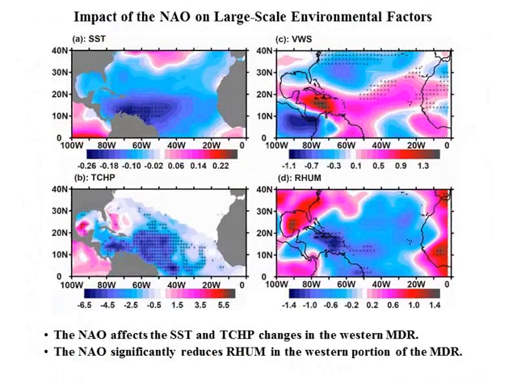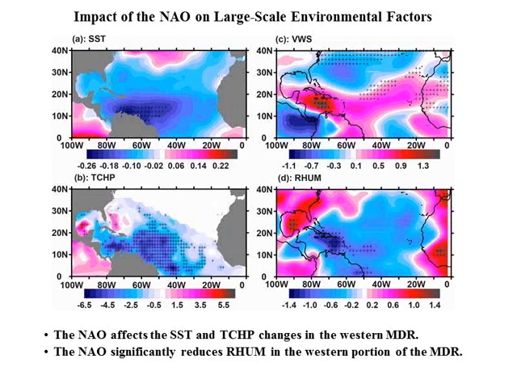Then we take a look at the NAO index, the largest-scale ocean-atmosphere variable. Again, the regression was of the NAO index on SST, TC heat potential, vertical wind shear, and humidity. We see the SST impact is significant over the west MDR region, and heat potential also shows significant regression over this region. For vertical wind shear, it's almost not significant over the MDR region. And for humidity, this part has a significant correlation.